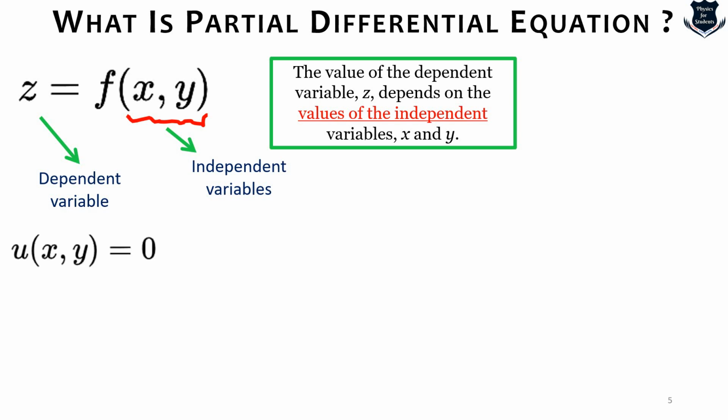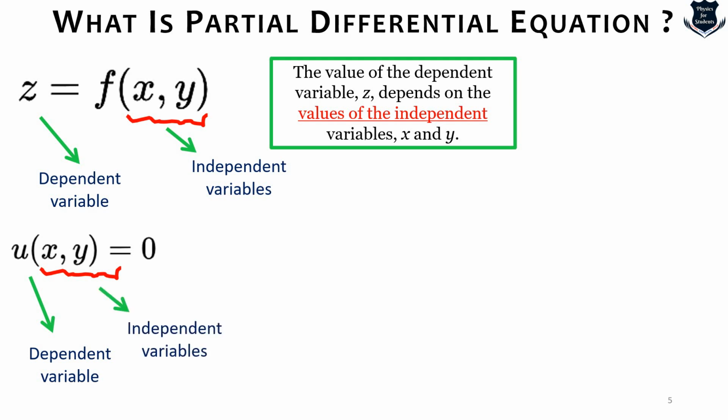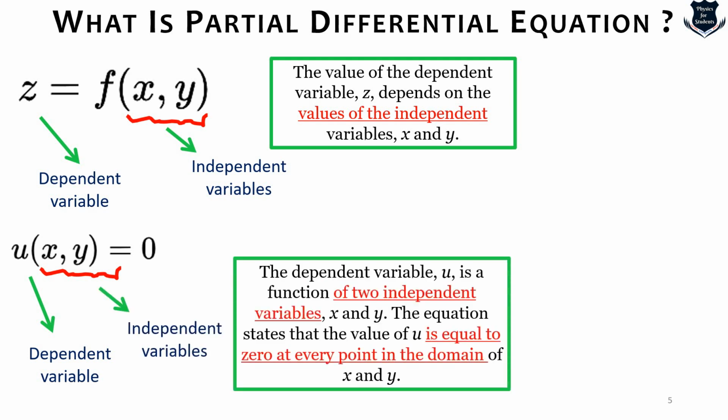So the value of the dependent variable z depends on the value of the independent variables x and y. Similarly, u of x, y equals 0. Here u is the dependent variable, whereas the independent variables are x and y. So the dependent variable u is a function of two independent variables, x and y. This can be any function. It can be a heat function, a wave function. We will explore that later.